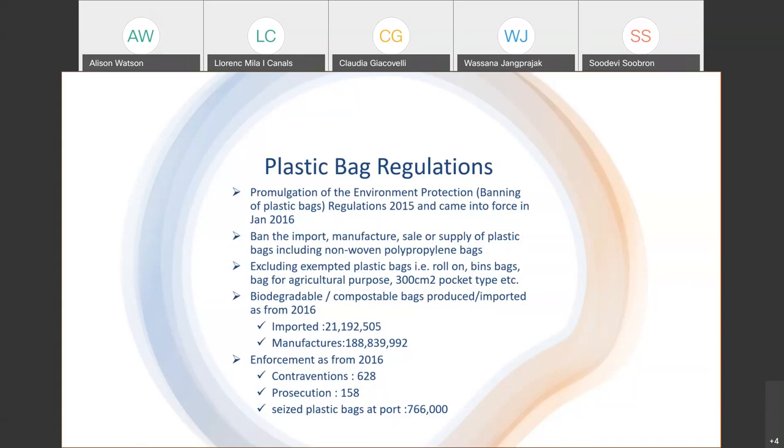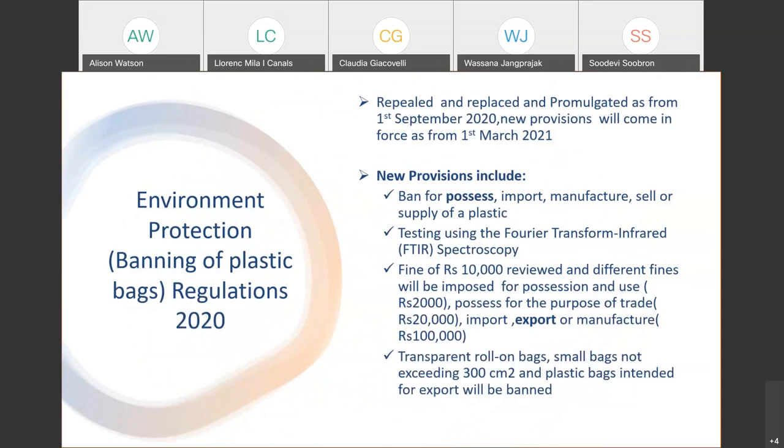We also had the enforcement, and there was some contravention and prosecution that was done. And we also seized the plastic bag at fault. Next slide, please. The environment protection banning bag regulation was repealed and replaced. And these now make provision for possession, import, and manufacture. And the fine was strengthened, and we have removed the roll-on and small pocket bags and the bags which were used for export.